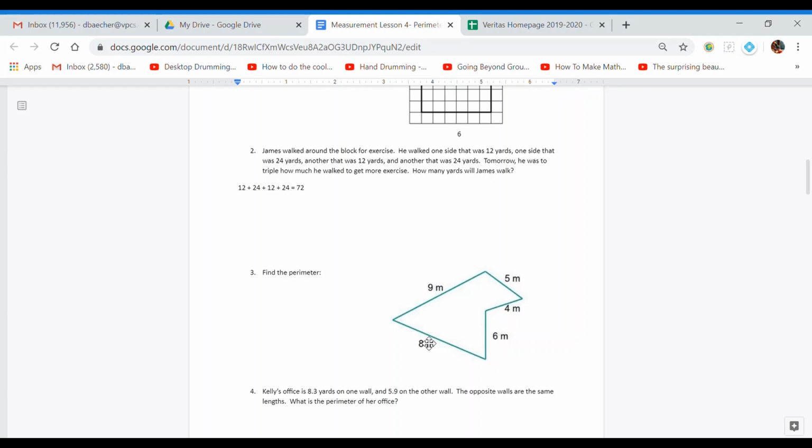We already found the perimeter, hopefully. We added up all the sides: 12 plus 24 plus 12 plus 24 equals 72. 72 yards is the total. But this is a fifth grade question, so it's going to go a little more than that. It's going to ask you to take it a step further.